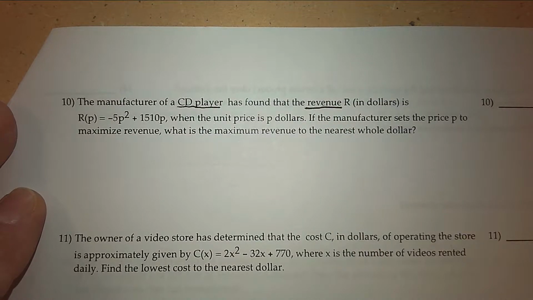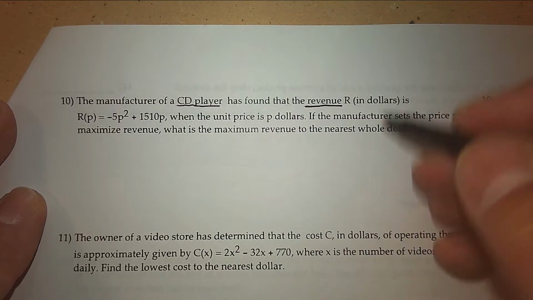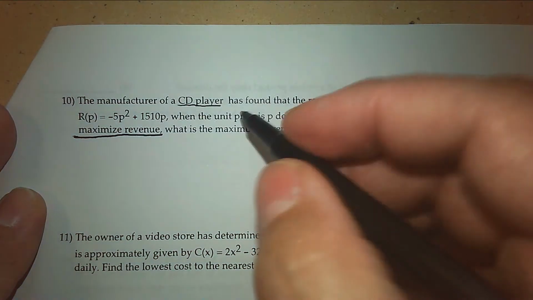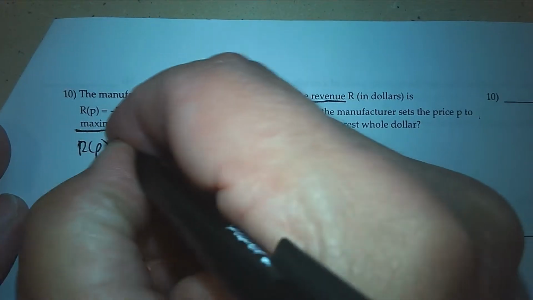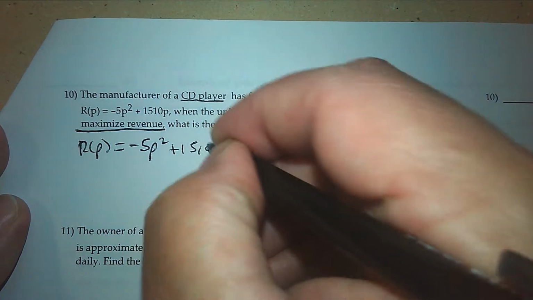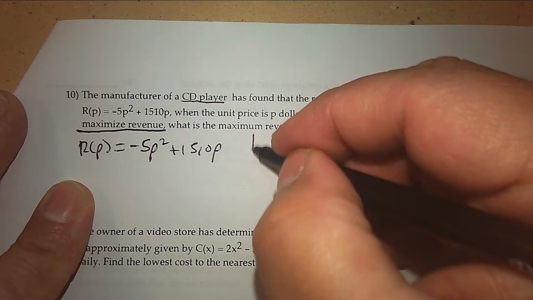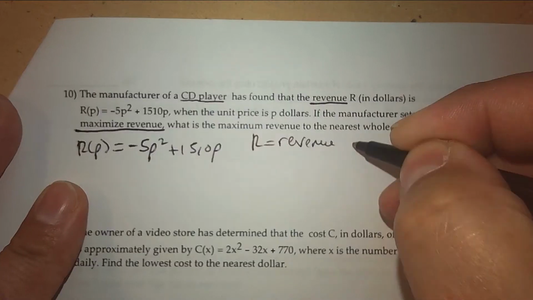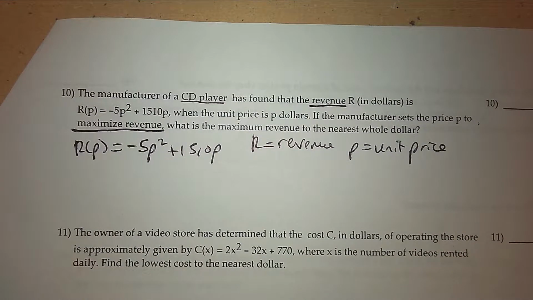Revenue is how much money you take in. When the unit price is $P, if the manufacturer sets the price P to maximize revenue, what is the maximum revenue to the nearest whole dollar? The first thing I want you to recognize is that we're given an equation: negative 5p squared plus 1,510p. R is the revenue, and P is the unit price. What does that mean? That's the price per CD player.